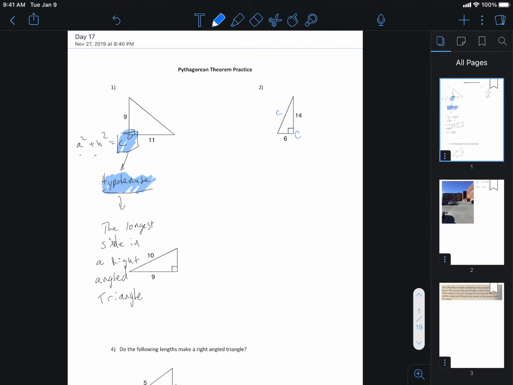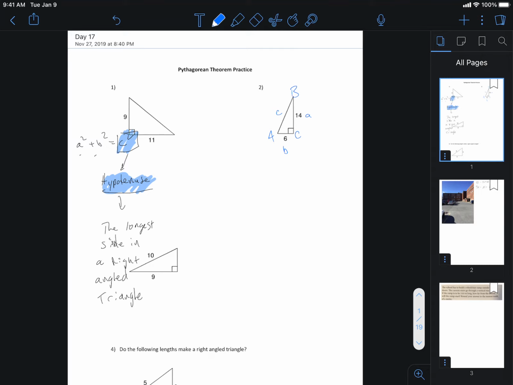Okay? Then you can choose to label, that's the only one that really matters, right? The other two, A and B, don't really matter. You could put A here and B here, which would make this little a and this little b, okay? Once you have your triangle labeled, you can use Pythagorean Theorem.